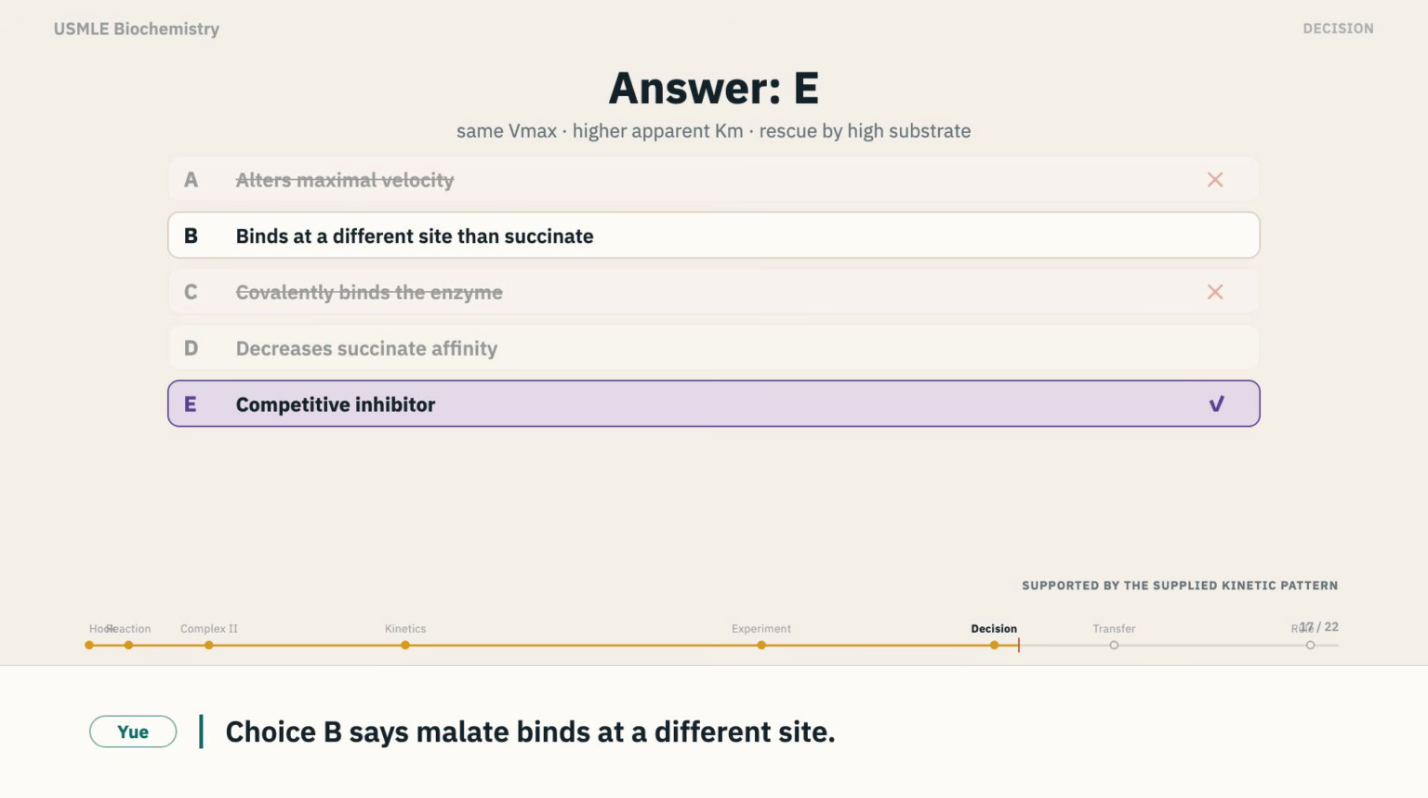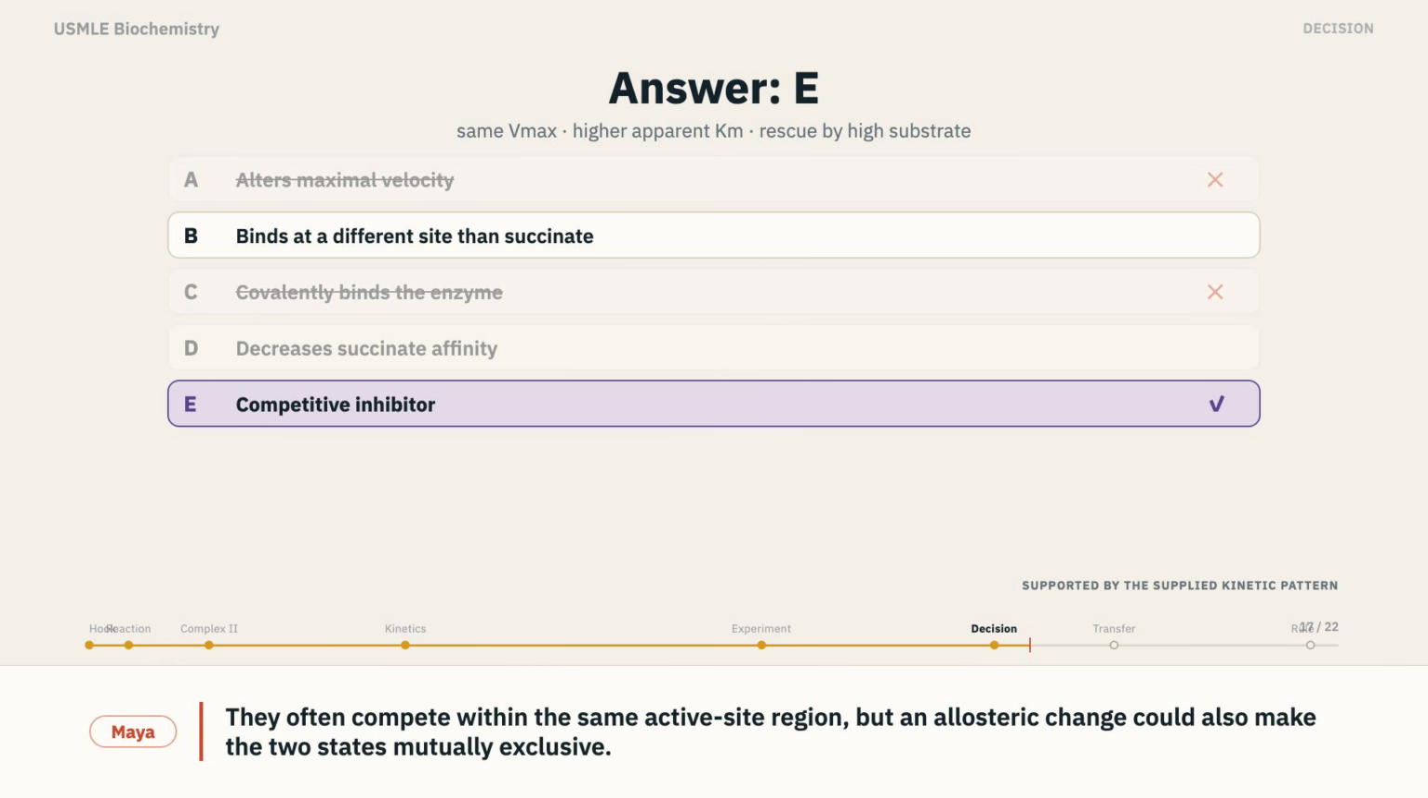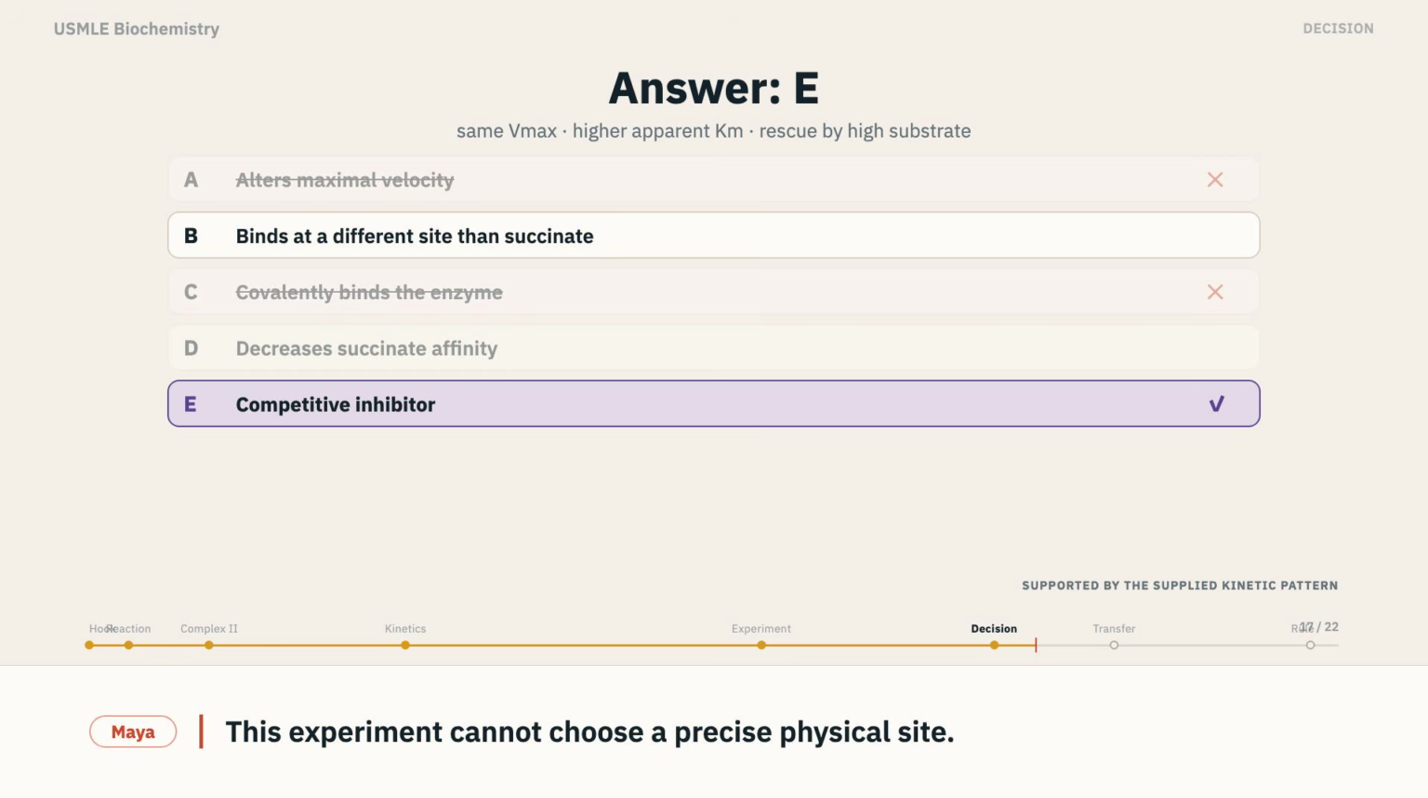Choice B says malate binds at a different site. Why can we not infer that from competitive kinetics? Because a rate table does not locate atoms. Competitive kinetics requires mutually exclusive substrate and inhibitor binding. They often compete within the same active site region, but an allosteric change could also make the two states mutually exclusive. This experiment cannot choose a precise physical site. That is what eliminates B.